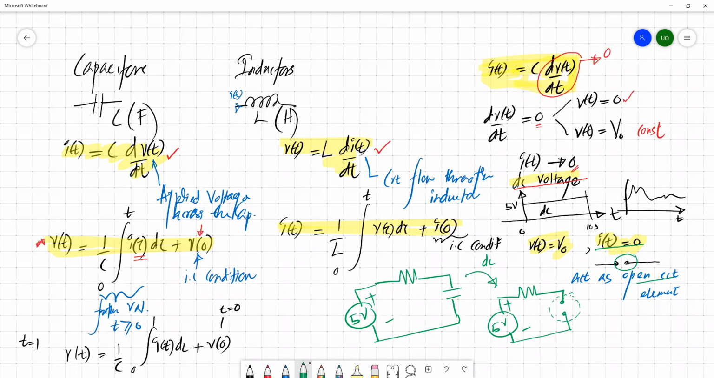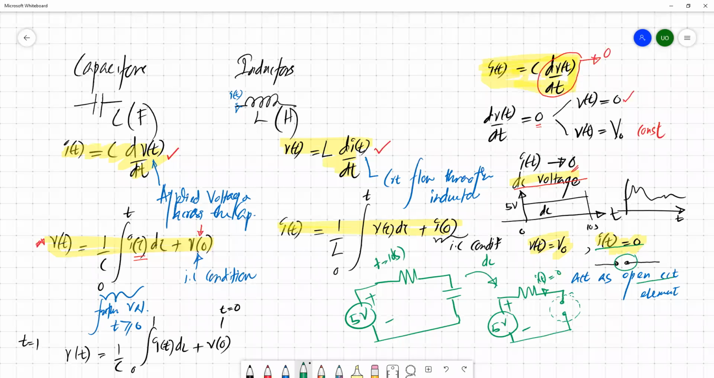Now, for example, if you are asked to evaluate the current at t equals 1 second or 10 seconds, you can simply say, without any deeper knowledge about the transition, that this is a constant voltage. After 10 seconds, we can say that this capacitor is facing a DC voltage, so it can be replaced with an open circuit element. So you can't see any current flow through this one. This is zero.